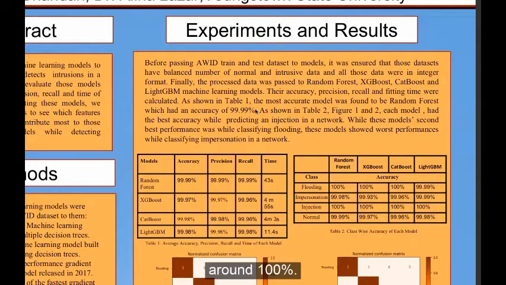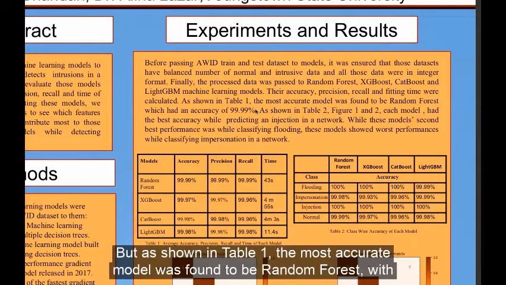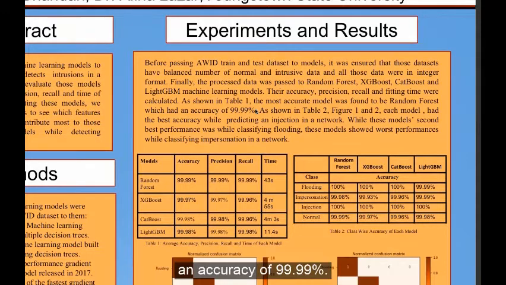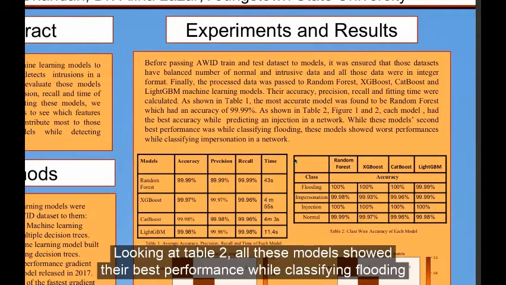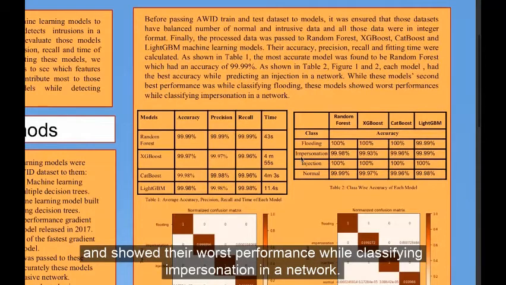We expected CatBoost to give the best results as the model takes care of missing values for numerical variables, but as shown in table 1, the most accurate model was found to be Random Forest with an accuracy of 99.99%. And looking at the table too, all these models showed their best performance while classifying flooding and showed their worst performance while classifying impersonation in a network.